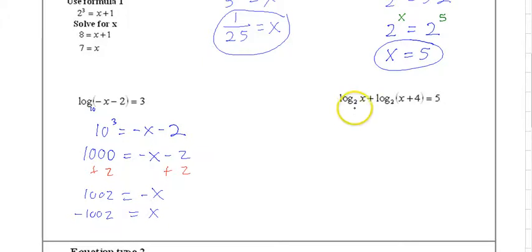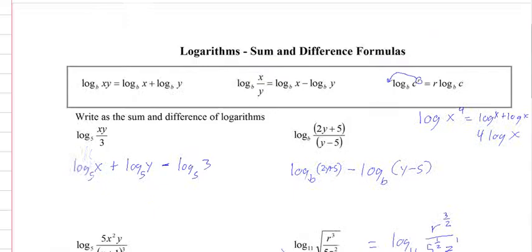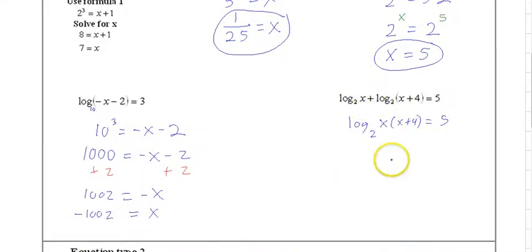Okay, on this one, the logs are not together, so we need to put them together. We're using our logarithm rules for sum or difference. So if we're adding, we put them together as a multiplication. If they're subtraction, they're a division. And so this is a multiplication. So this would now be 2 to the 5 equals x squared plus 4x. So that's 32.